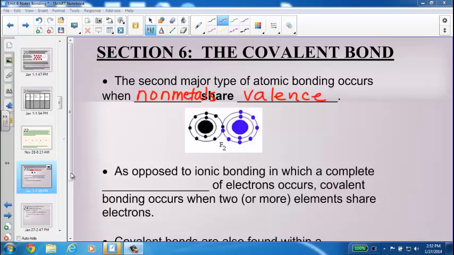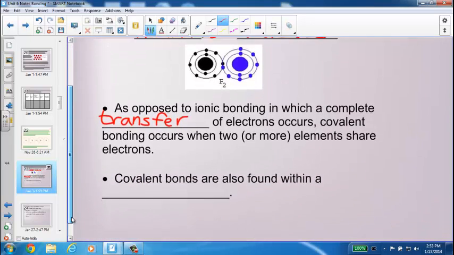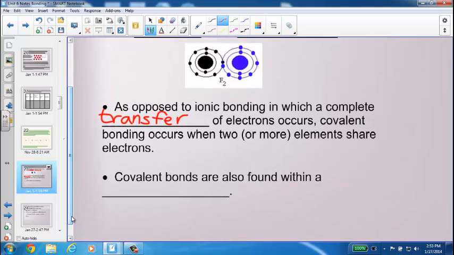So unlike ionic bonding, where you get a complete transfer, the electron leaves one element and goes to the next, covalent bonding occurs when two or more elements share electrons in order to get 8 in their outer shell. If you have covalent bonds, we call you a molecule.